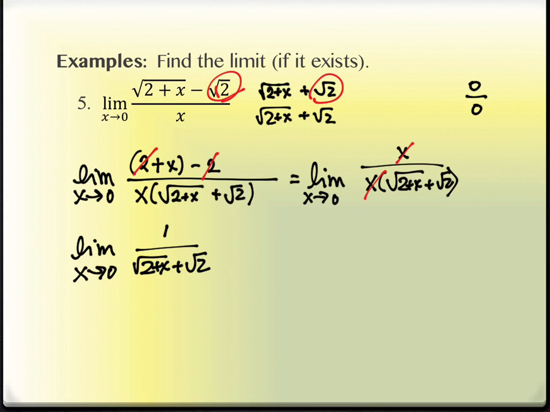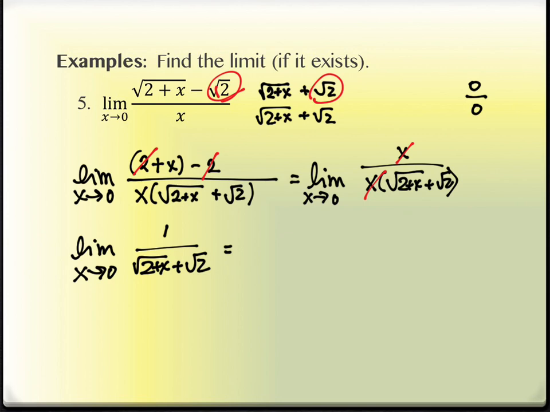Can I put 0 in now? I can. In particular, you know you can because you don't have a 0. You don't have any ability to get 0 on top anymore. There's a 1 on top. It's just a constant. So I'm going to be able to put 0 in for x. So at this point, I can avoid writing limits anymore, and I can put 0 in.